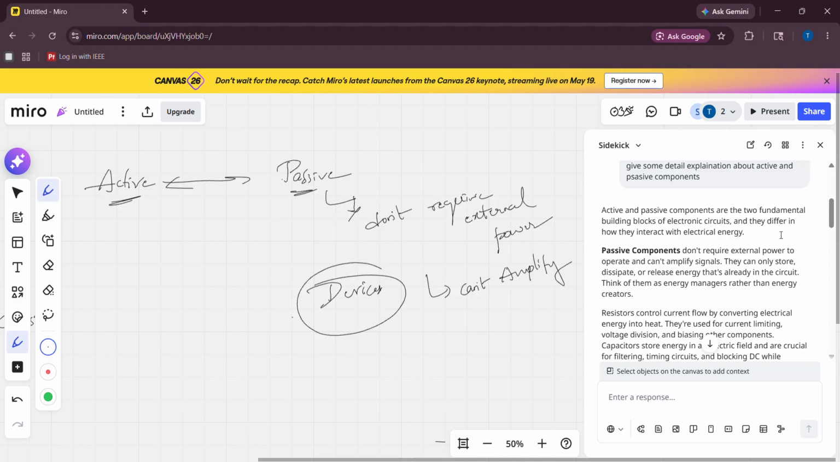Next point: they can only store, dissipate or release energy. What is the use of a passive component? They can store energy. When you give any type of electrical energy, it is stored or dissipated, meaning it will consume the energy or release energy. The energy already present in the circuit is going to be consumed, dissipated or released. That is done by the passive components. So what is the use of the storage?